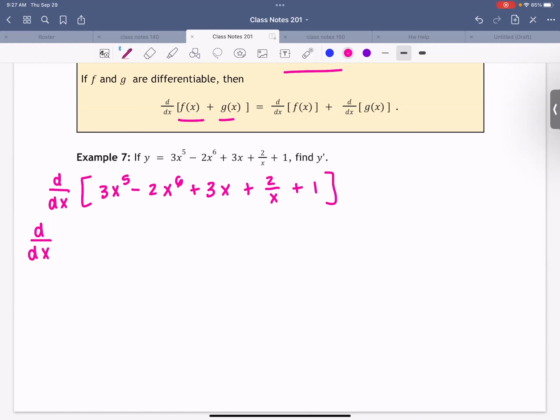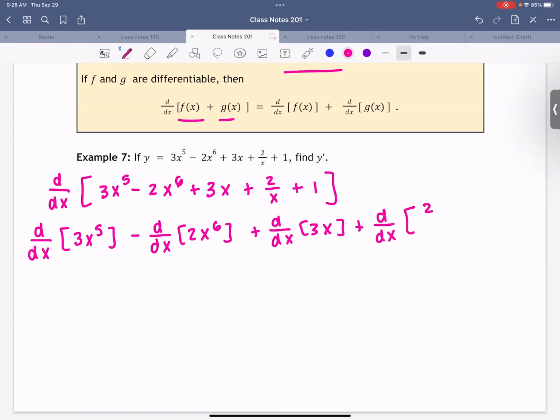So this is essentially saying I can take the derivative of 3x to the 5th, the derivative of 2x to the 6th, the derivative of 3x, the derivative of 2 over x, and the derivative of 1. And I can add those together. I can find the derivatives of the individual pieces, add them together, and that answer is going to be my derivative. I think we can do some of these in our heads.